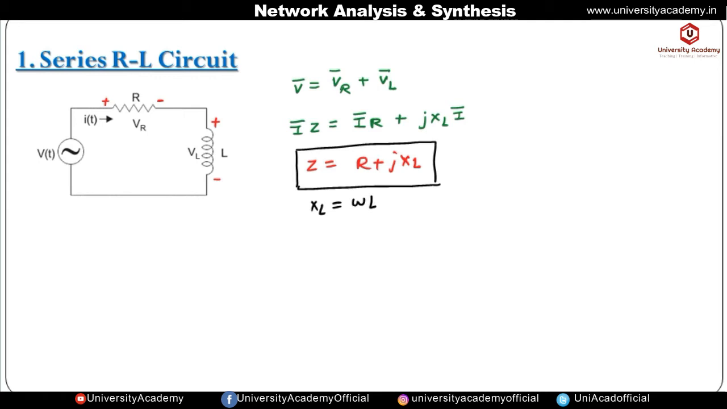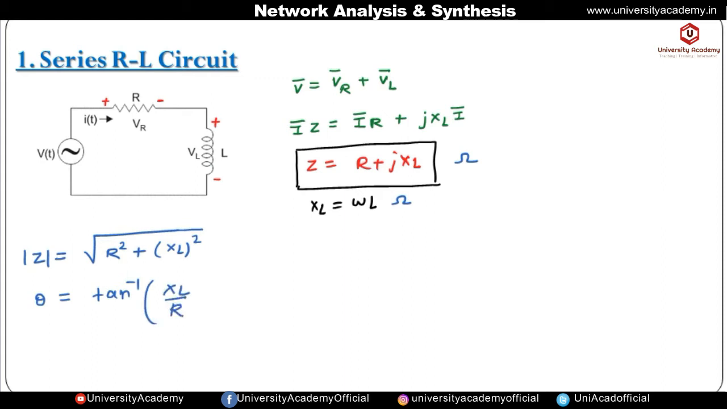Okay, and the unit of impedance is ohm, and X of L is inductive reactance and its unit is also ohm. Okay, so if we have to find out the magnitude of the impedance, then it is given by the formula square root of real part square plus imaginary part square. So here the imaginary term is X of L, so that is X of L square. And if we have to find out the impedance angle, that is theta, it is given by tan inverse of imaginary by real, that is X of L by R.